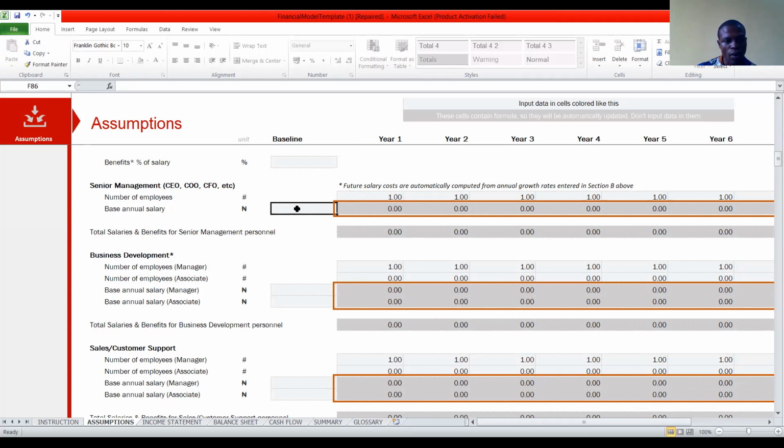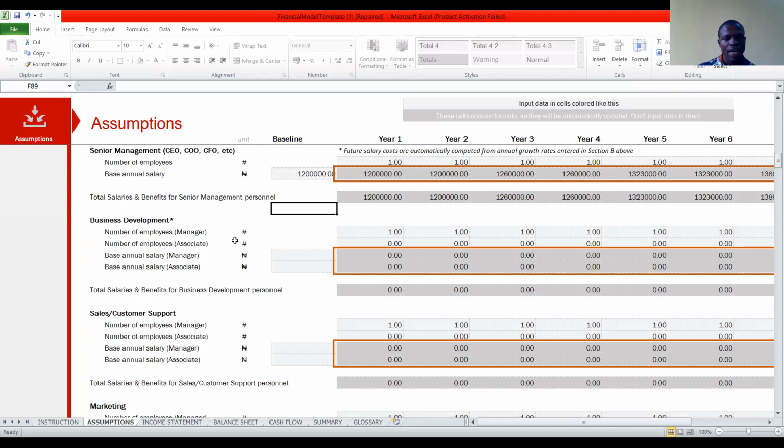So here now, baseline annual salary. The CEO salary is 100,000 naira. That's 100,000 naira per month times 12. That's 1,200,000. Okay, it is annual salary.